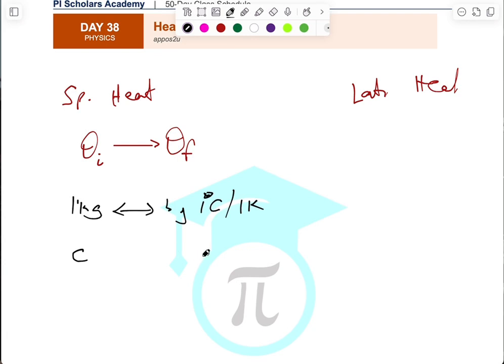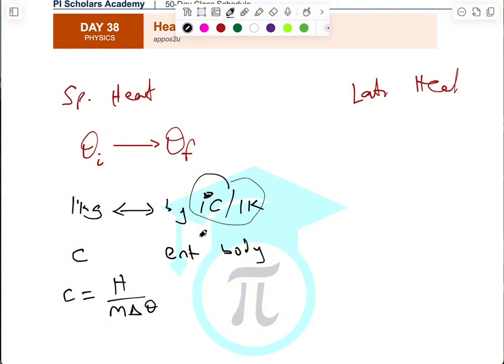But if you are discussing heat capacity itself, heat capacity is the quantity of heat required to raise the temperature of the entire body by 1 degree Celsius or 1 Kelvin. So we have specific heat capacity and we have heat capacity. Specific heat capacity is the quantity of heat required to raise the temperature of a unit mass. So if it's a unit mass, then we divide by the entire mass, and then we divide by the change in temperature, because we only want to raise it by 1 degree Celsius or 1 Kelvin.